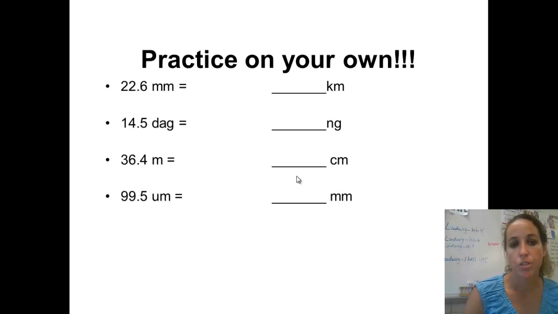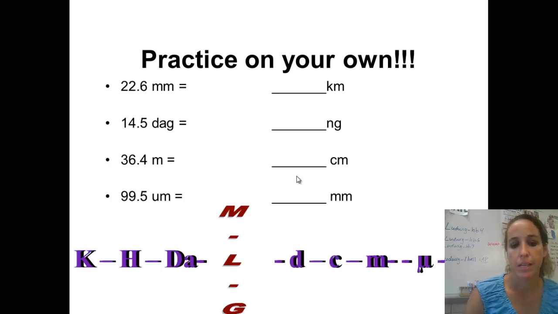Okay, I want you to do these 4 problems on your own and see how you do. Remember, when you're going from milli to micro, it's 1, 2, 3 jumps. From micro to nano, it's 1, 2, 3 jumps. Good luck. Record them on your paper and make sure you go to Moodle and fill in the rest of your work.